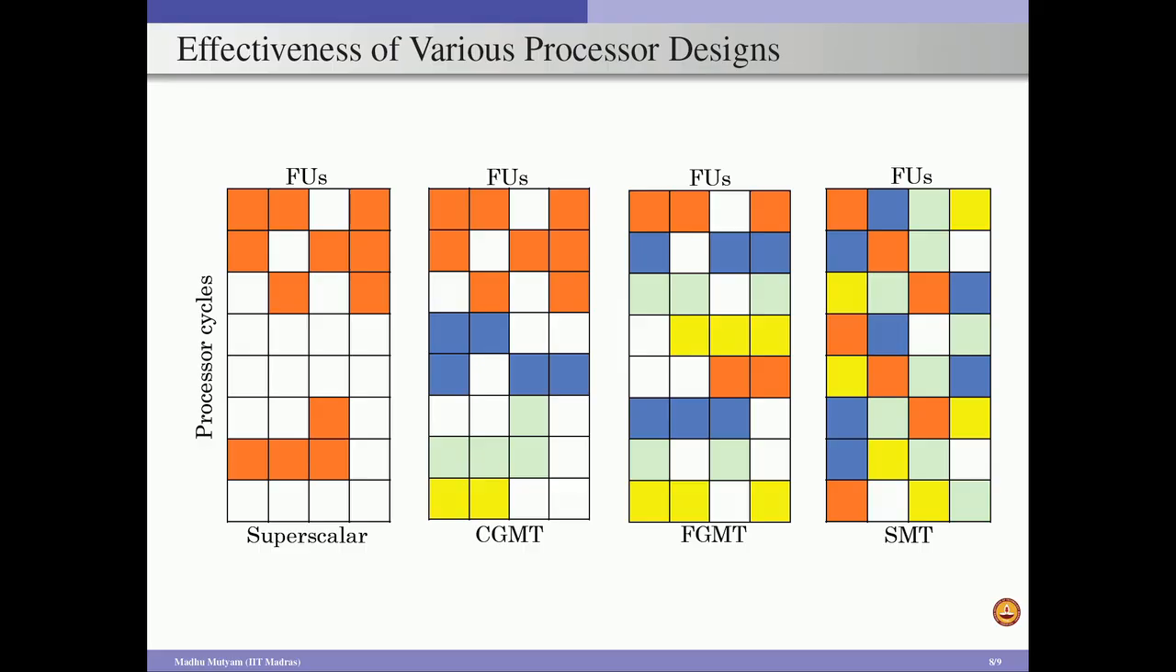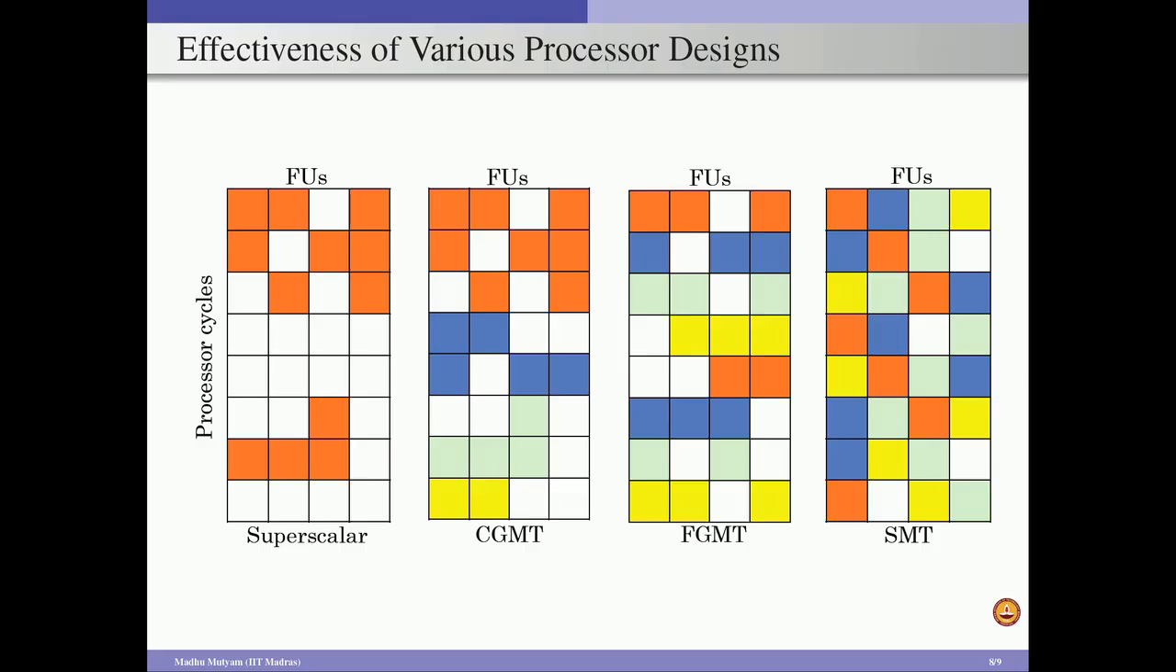In order to overcome this problem, we can go to a different design called coarse-grain multithreading, where we can switch between multiple threads. Whenever the currently executing thread encounters a long latency event, we switch to another thread, issue instructions from the selected thread, and continue execution. As a result, we can minimize some of the resource wastage as compared to the superscalar processor. But again, in coarse-grain multithreading, we are switching between threads only on a long latency event.